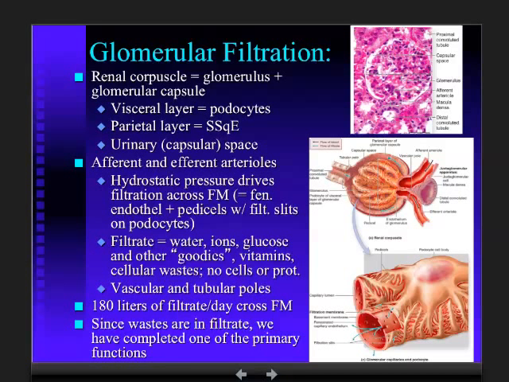So dialysis is replacing this entire system. And maybe we'll say another word about that in a bit. So good? We got it? So we know how the filtrate's generated.